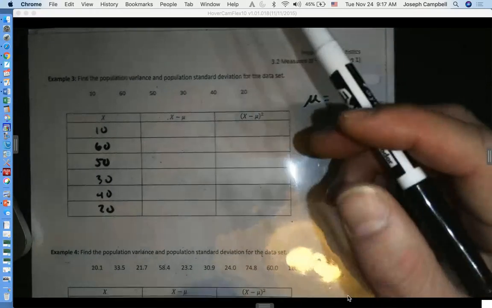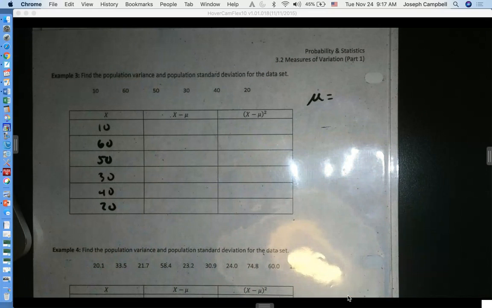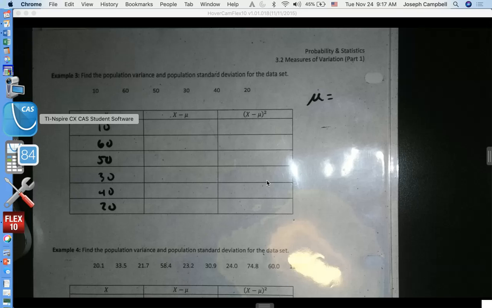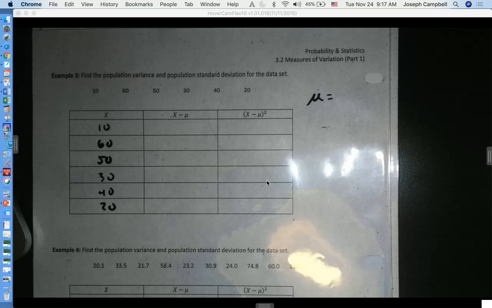So I should have my calculator. I do have it on me right here. It's right here. So let's go ahead and just do that now. Might as well. Make short work of this mean.